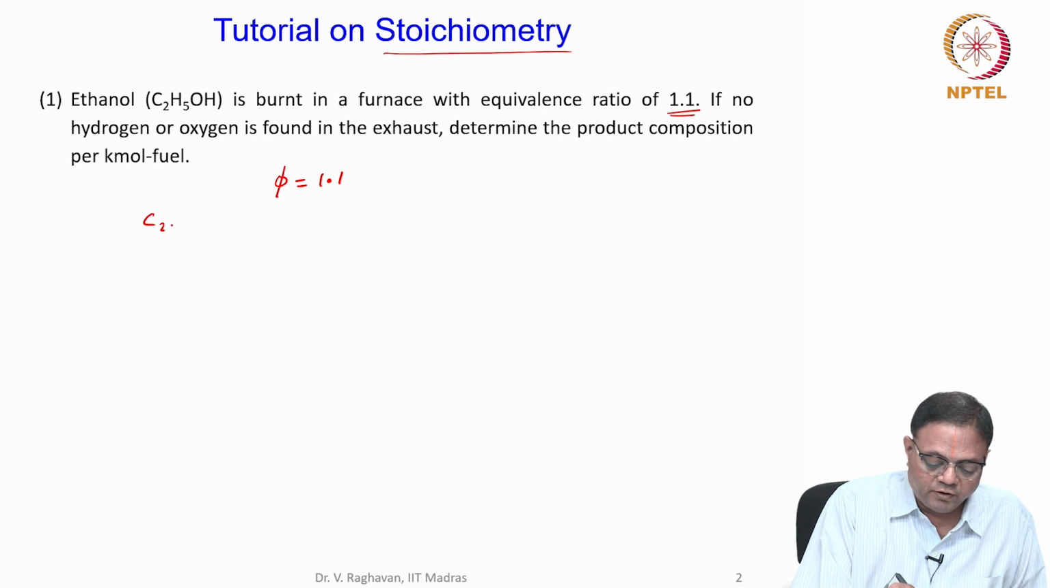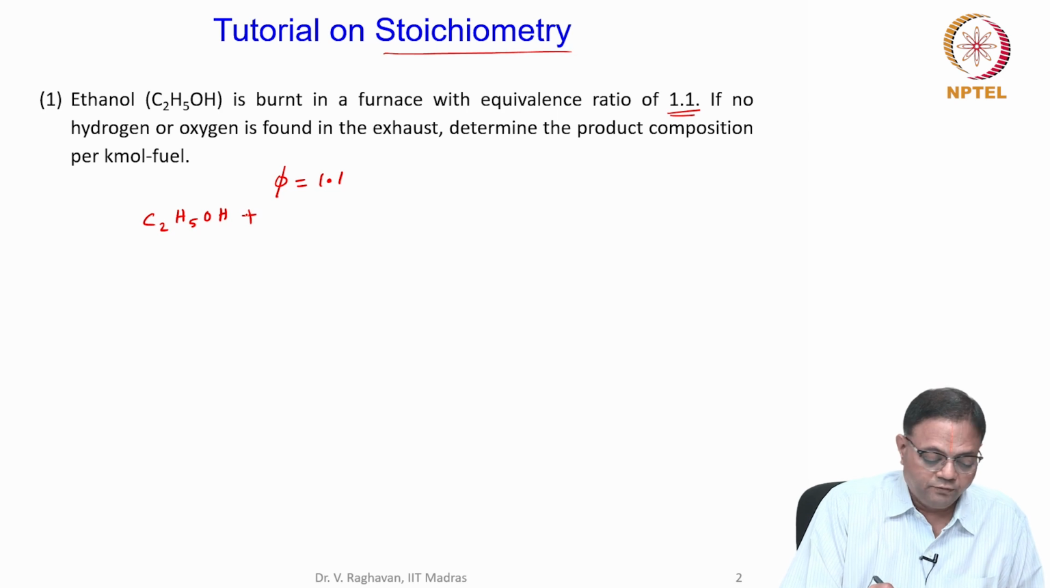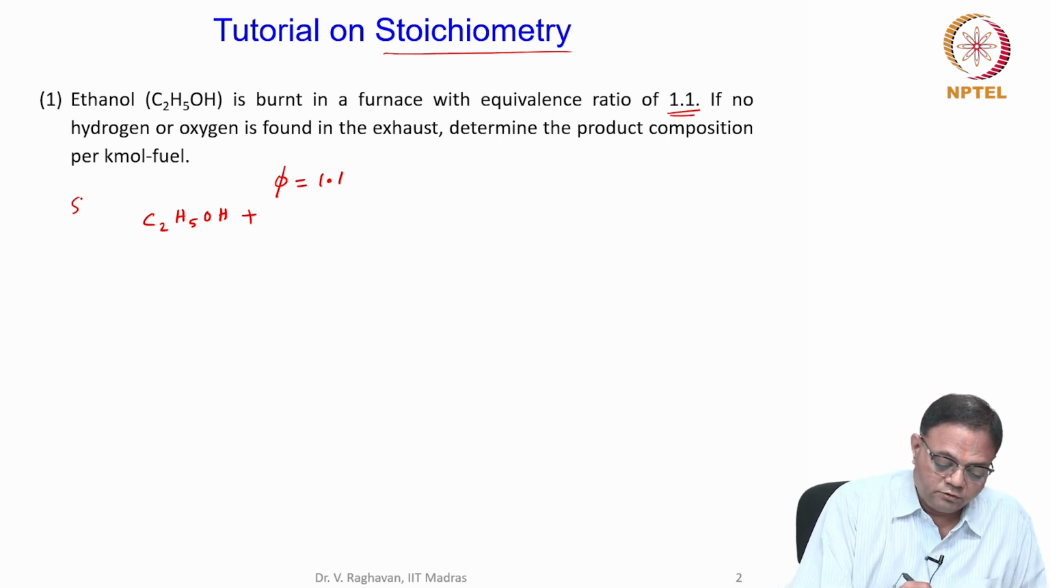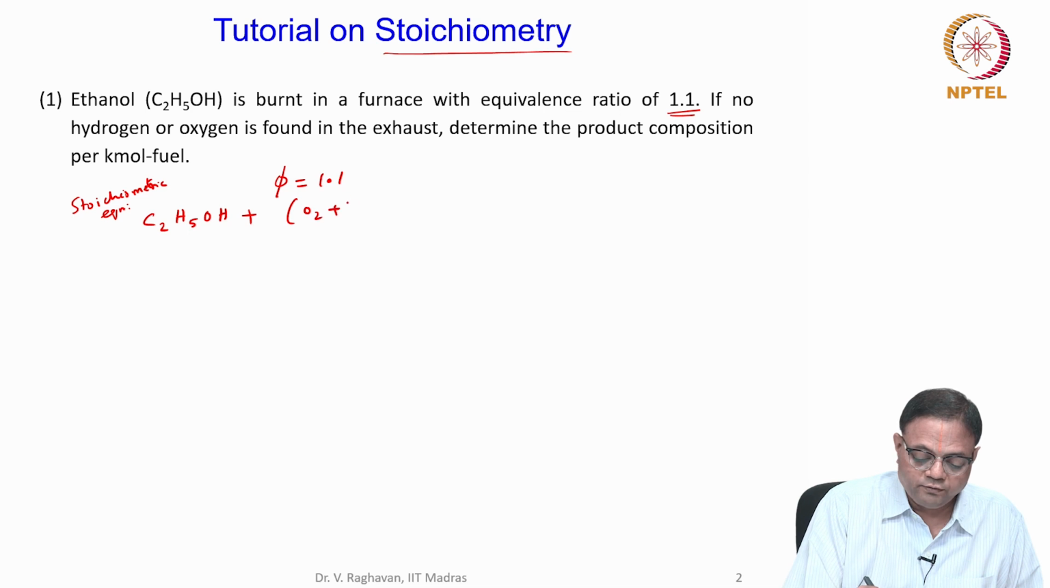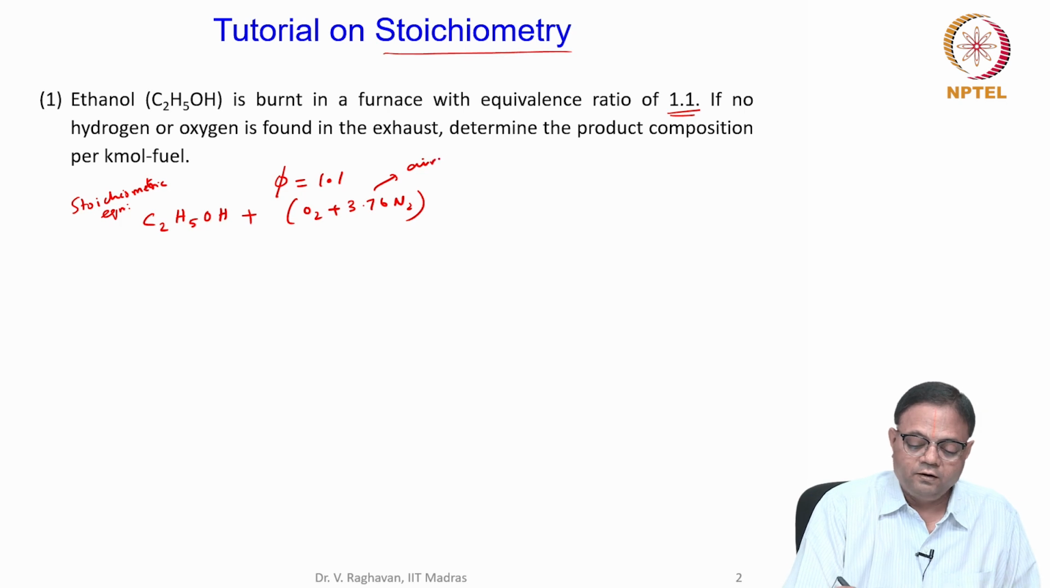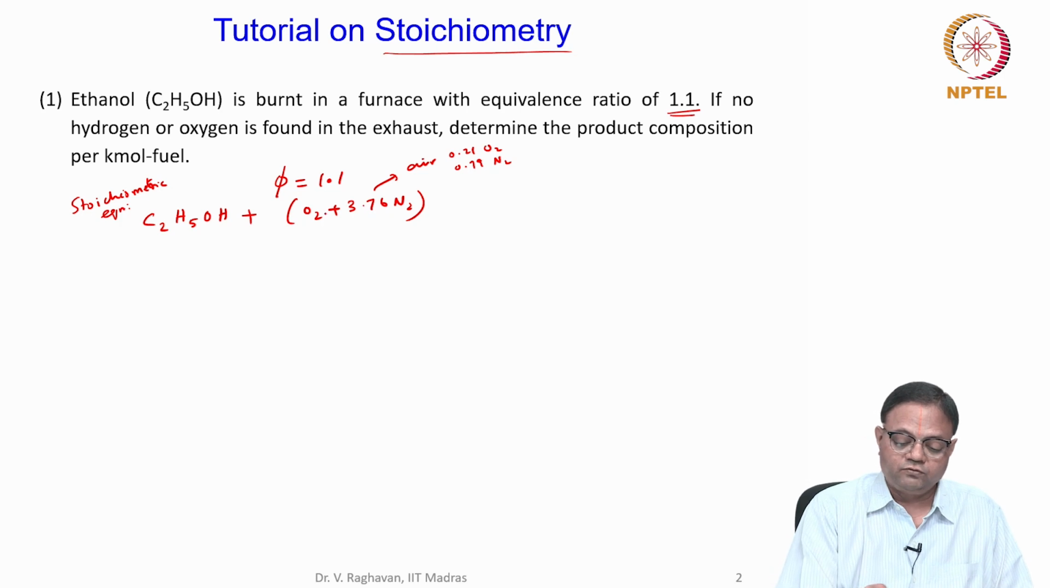First, let us write the chemical equation. I will write first the stoichiometric equation, that is, assuming complete combustion. C2H5OH plus A times O2 plus 3.76 N2. So this is nothing but the air, standard air, which contains 0.21 and 0.79 as the mole fractions of O2 and N2. So that is what is given here.